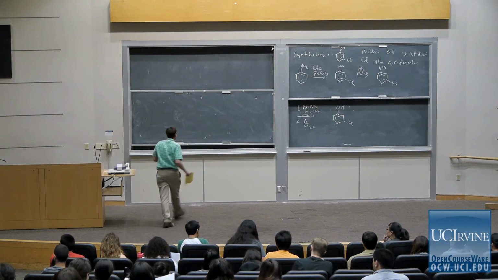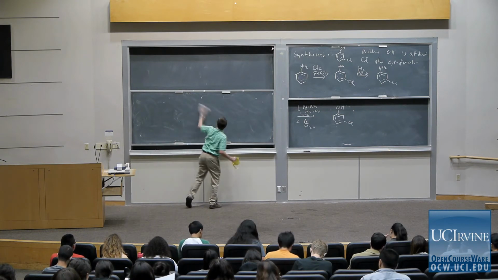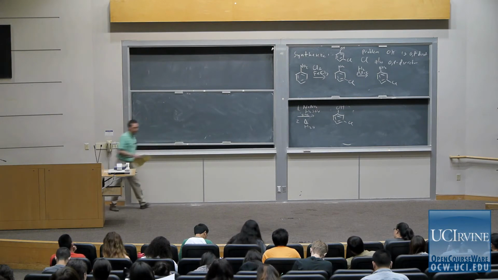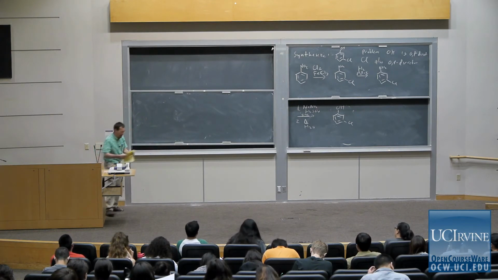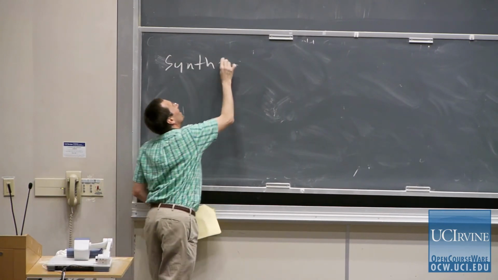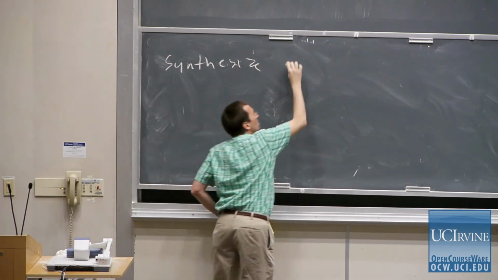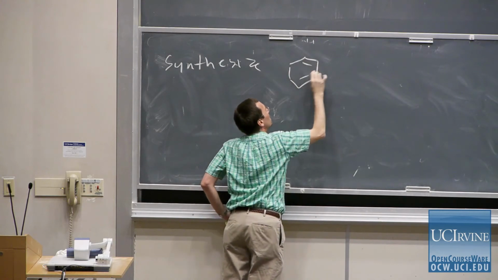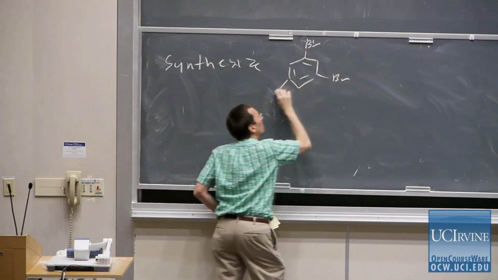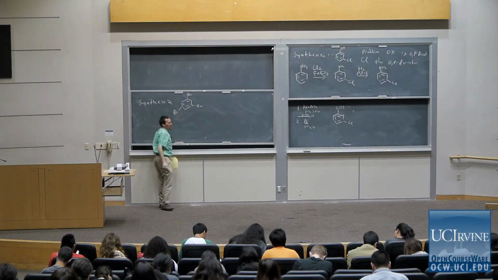Okay, let's try one more example. I want to really give you a scope. This next example happens to be a problem in Sapling, so you'll enjoy paying attention to this. And again, starting with simple stuff. Synthesize 1,3,5-tribromobenzene.